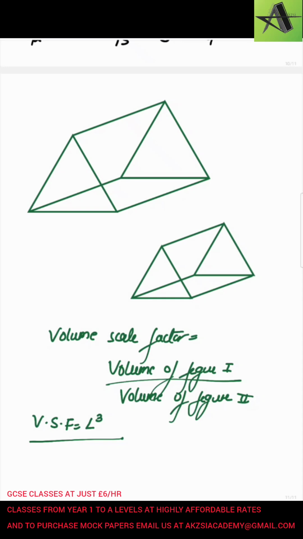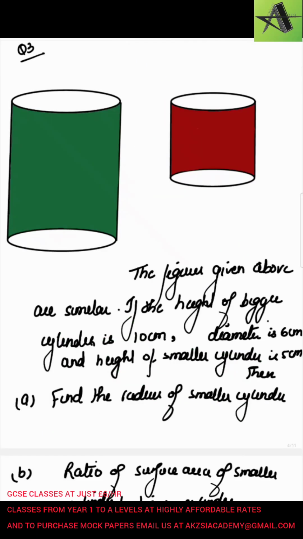Now, let me solve question number 3. The figures given above are similar. If the height of the bigger cylinder is 10 centimeters, the diameter is 6 and the height of the smaller is 5, then find the radius of the smaller cylinder. So we just have to label what's given. Height of the bigger cylinder is given as 10, and the diameter is 6, so the radius will be half of it, which is 3 centimeters. Then the height of the smaller is 5, and we have to calculate the radius.